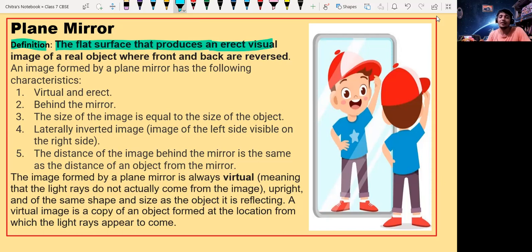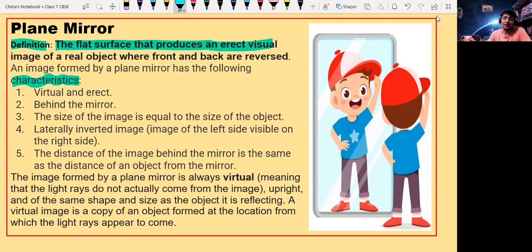An image formed by the plane mirror has the following characteristics. See what characteristics we have here. I hope you have understood what a plane mirror is. It is nothing but a piece of glass. Nowadays, mirrors are also made of plastic, which is why we have not mentioned glass here. Any surface which can reflect a large amount of light, where we can observe images, will act as a plane mirror.